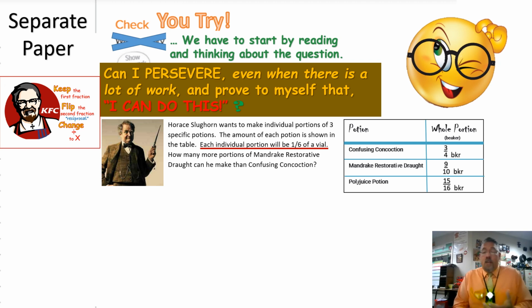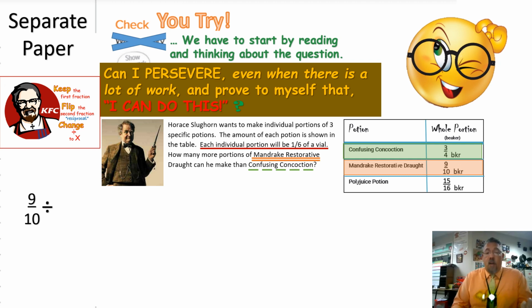Now I need to know, well, what is it that I have? Well, we're looking at the Mandrake Restorative, so that's 9/10 of a beaker. And I'm looking at the Confusing Concoction, which is 3/4 of a beaker. So when I go to do the math, then I have to find how many portions in 1/6 of a vial I can get from each of those. So I'm going to start with the Mandrake because it says how many more portions of the Mandrake Restorative would I have compared to the Confusing Concoction. So let's find the Mandrake first.